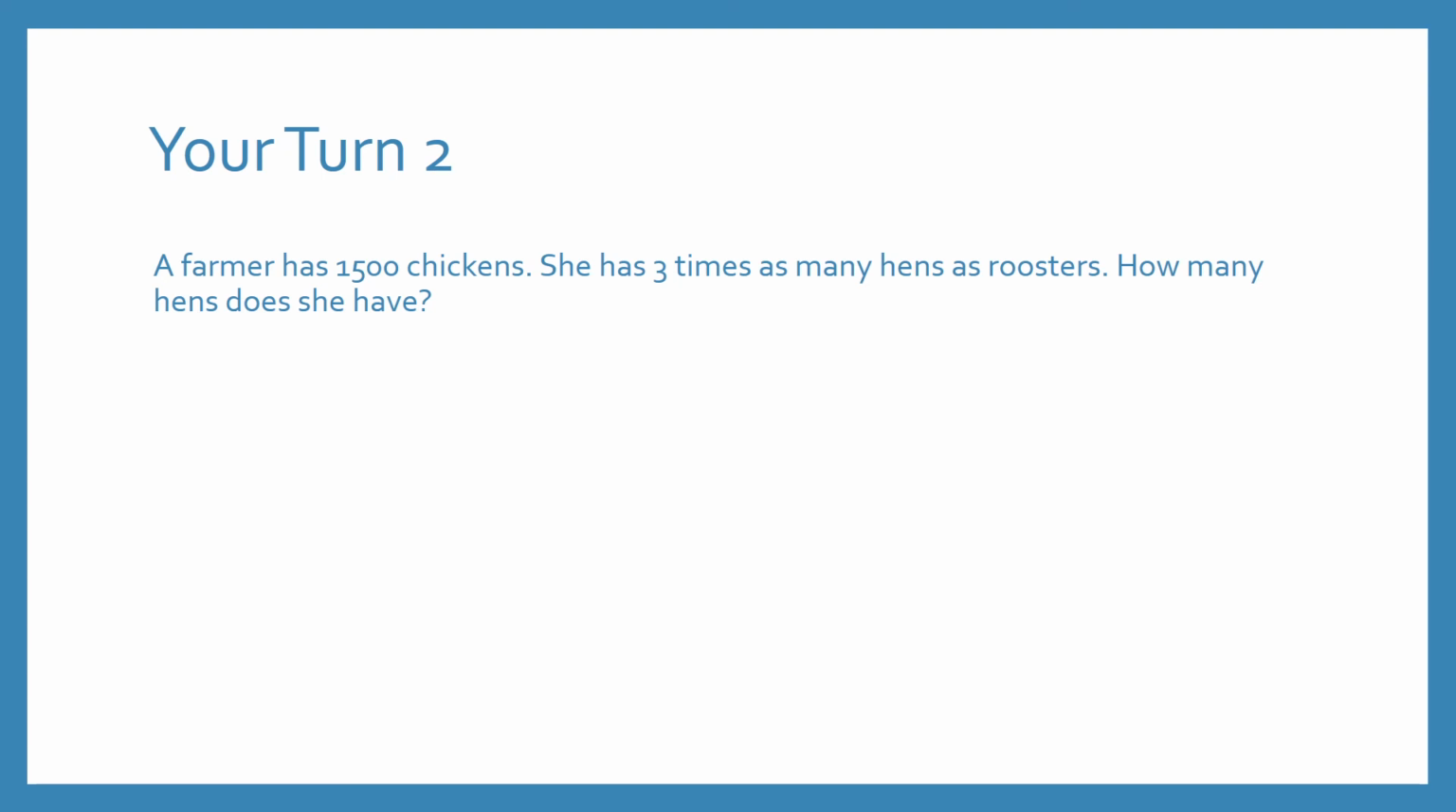Have a go at this question. Okay, so we're told that a farmer has 1,500 chickens. There's 3 times as many hens as roosters. How many does she have? Now there's 2 important variables here to define, our hens and our roosters. So we're going to go h equals number of hens. And we need to be careful here. It's not h equals hens, h equals the number of hens. So we need to make sure that when we are defining our variables, we're careful in what we say. And r is going to be number of roosters.